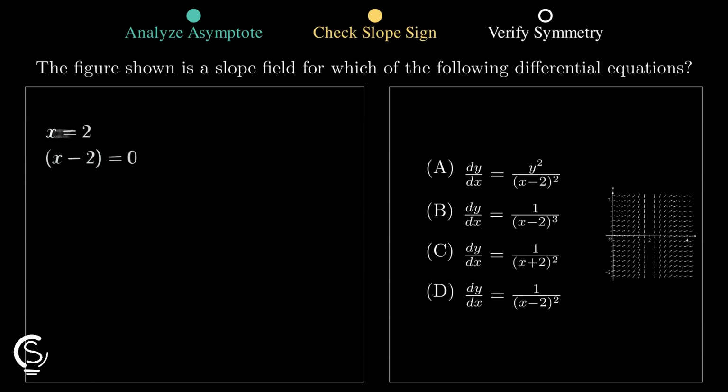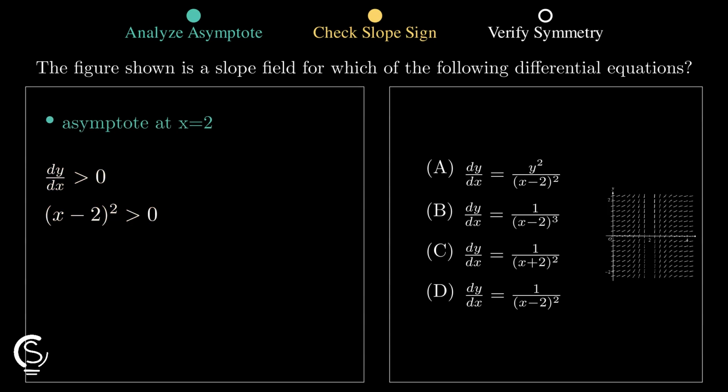Next, observe the slopes. They are positive on both sides of the asymptote. This implies the derivative must be a squared term or an even power to stay positive. Nice!